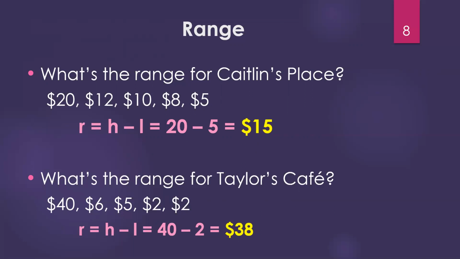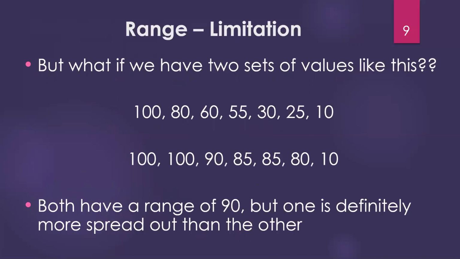There's a better chance that the date could pick some really high-priced meal at Taylor's Cafe compared to Caitlin's Place, right? So range is just a really straightforward summary of how spread out the values are using just the highest value and the lowest value.